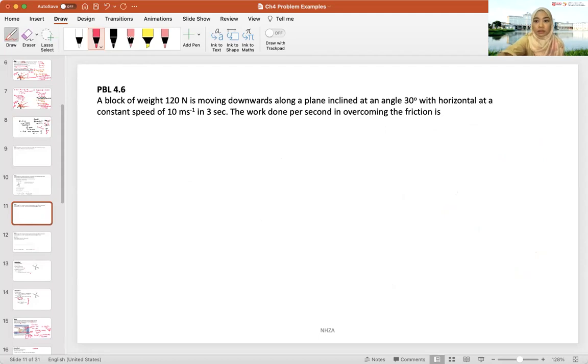Where is it here? Okay, so a block of weight 120 Newton is moving downwards along a plane. So dia ke bawah. So it's moving downwards. Why is my incline like that? So hard. Okay, so a block of weight 120 Newton is moving downwards along a plane inclined at an angle of 30 degrees with the horizontal at a constant speed of 10 meters per second in 3 seconds.